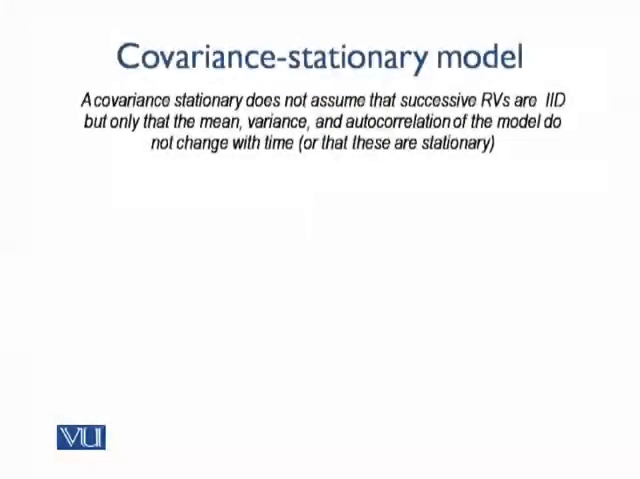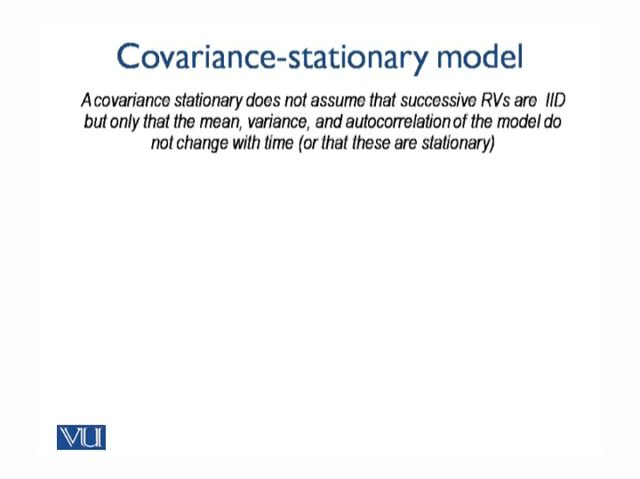The main model that we use for non-IID output model of the simulation is the covariance stationary model. In a covariance stationary model, we're not assuming that the successive random variables are independent. But what we are assuming is that the mean of the model remains the same across time. Also, the variance remains the same. And lastly, the autocovariance remains the same, and it is only a function of the distance between the random variables.